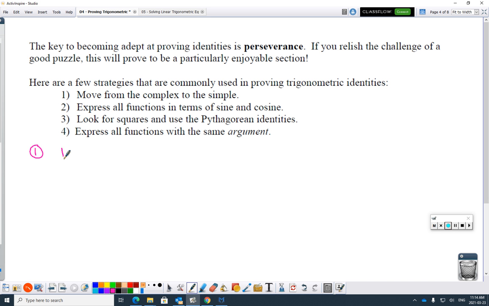The first strategy I suggest is do the complicated side first. And this is going to scare you, what I'm going to write next: I'll put a question mark there. Because these aren't rules I'm suggesting. These are just strategies that are out there. Most times, it makes sense to do the complicated side first, but not always.